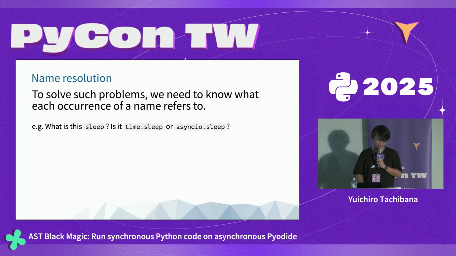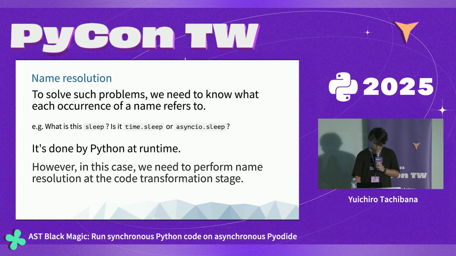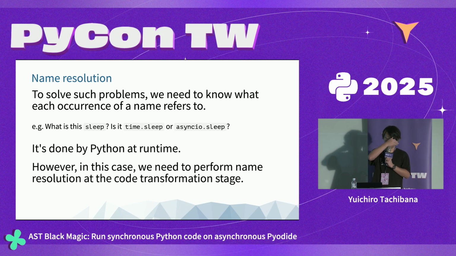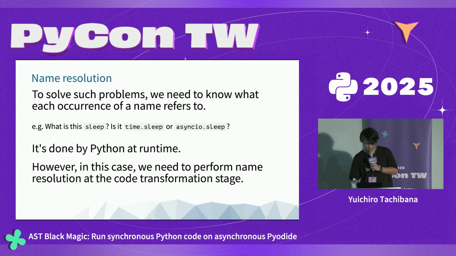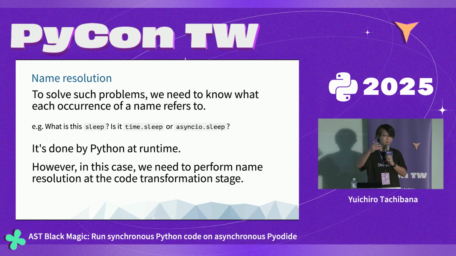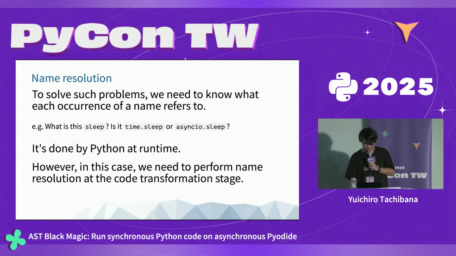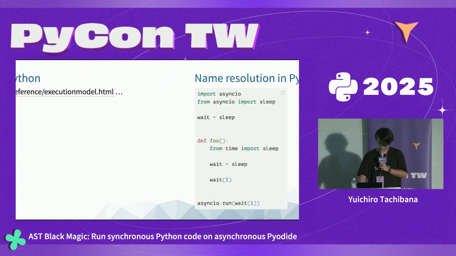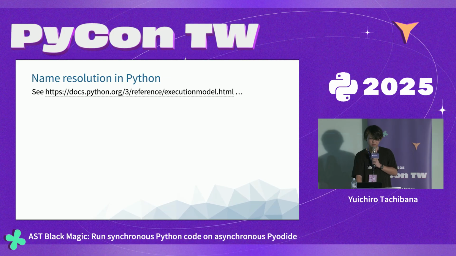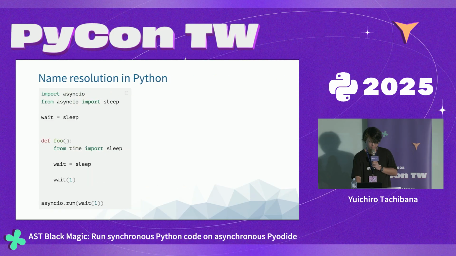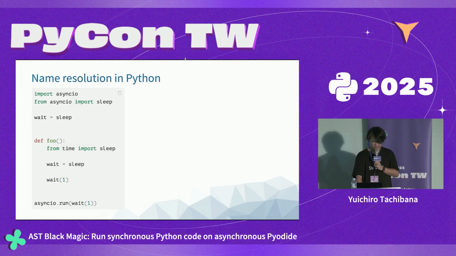Name resolution is just a way to know what the given name exactly refers to. Let's see the example. It's all automatically done by Python when you execute your Python script in the normal way. But in our case, we have to do it ourselves statically at the code transformation, AST transformation stage. The details of the resolution in Python are written in the official document. However, I would like to give a rough explanation of it.